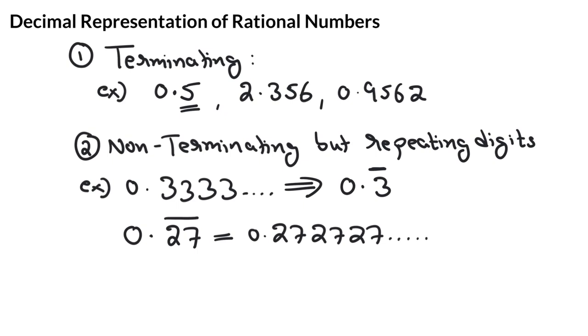So decimal representation number 1, it's terminating, or it could be non-terminating but repeating digits. Now we will see how to change these decimals to fractions. How do we change them into fractions? We will see that now.